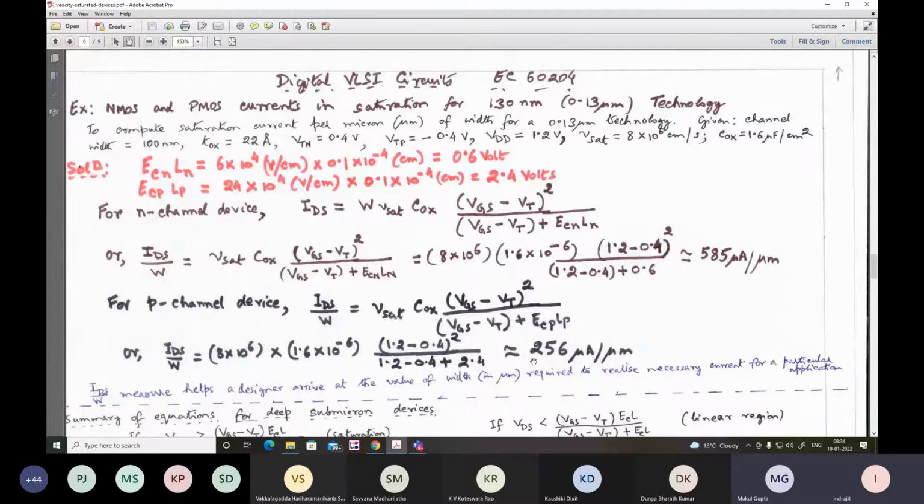If you have a calculator, you can see that 585 divided by 256 will give you around 2.28, nearly 2.3. So why do we measure this? It is due to the fact that, and also note that, this is the saturation region current. So it means that when you are having an inverter or some gate, what should be the typical size of the device which will produce a driving current of some value?